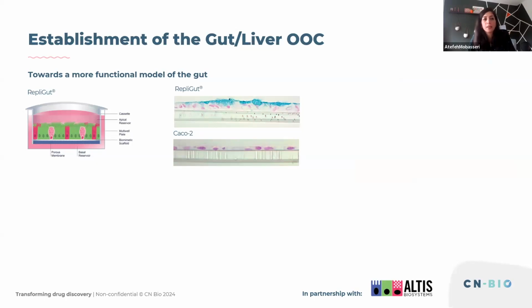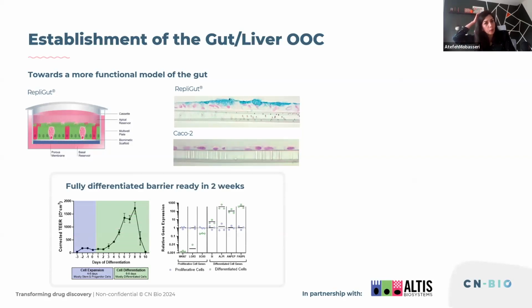And we use a Replicot to develop our gut liver model. For the gut only, this Replicot model uses human jejunum stem cells on the transwell, and these can differentiate to form a polarized barrier, and then we can see the main cells that we see in human intestine in a physiologically relevant ratio.